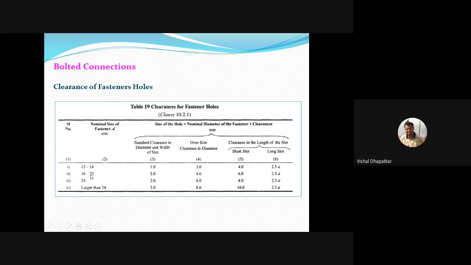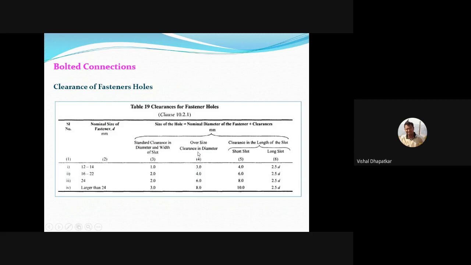For 16 to 22, it will be more by 2 mm. So for 16 dia bolt, it will be 18. For 20 dia, it will be 22. And for 22, it will be 24. And larger than 24, it will be 3 mm more. So if the bolt diameter is 30 mm, then the hole will be 33 mm. So slightly oversized clearance in diameter.